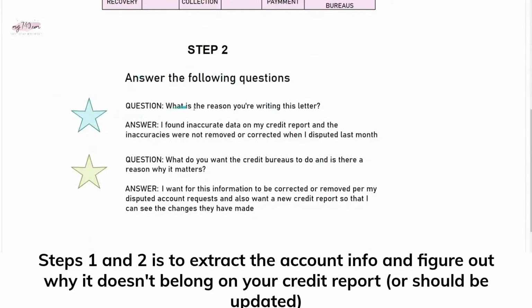Now, these are the 2 questions that you need to answer. What is the reason you're writing this letter? And what do you want the credit bureaus to do? And is there a reason why it matters? So the answer is, I found inaccurate data on my credit report, and the inaccuracies were not removed or corrected when I disputed last month. And I want this information to be corrected or removed per my disputed account request, and I also want a credit report so I can see the changes they have made.